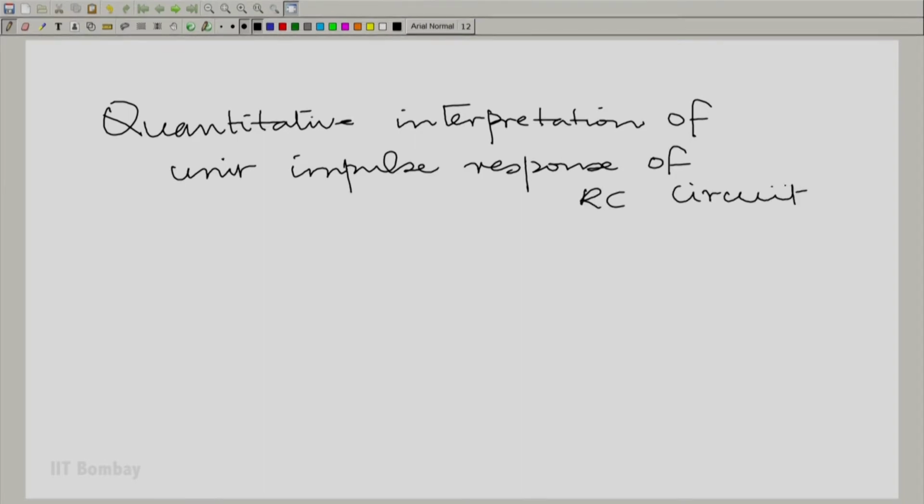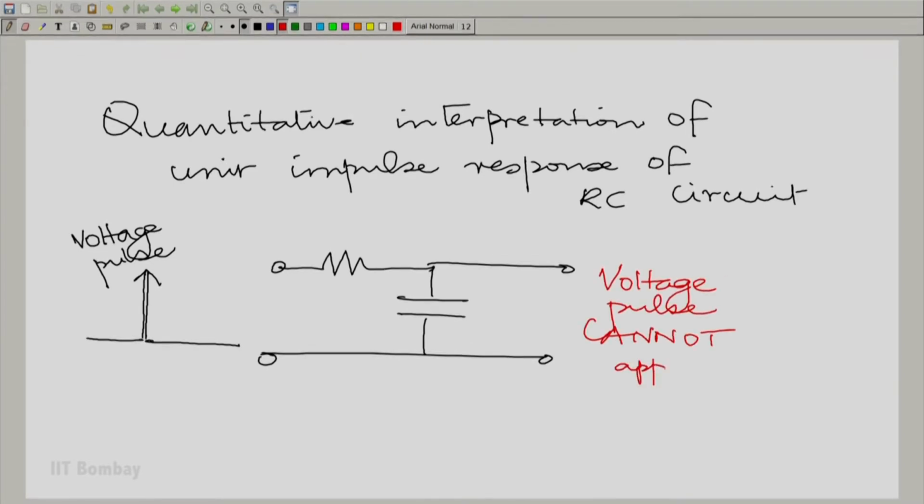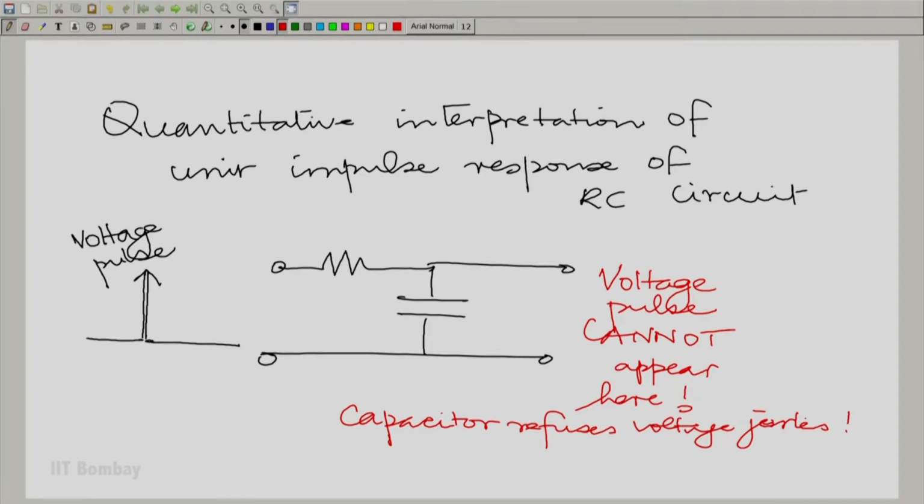Now, what is the unit impulse there? So, you have this RC circuit back again, you have applied a very narrow pulse going to an impulse here, and it is a voltage pulse, remember. Now, the voltage pulse cannot appear across the capacitance. Why? A capacitor refuses sudden voltage jumps. One way to understand this unit impulse is to think of it as a jerk.